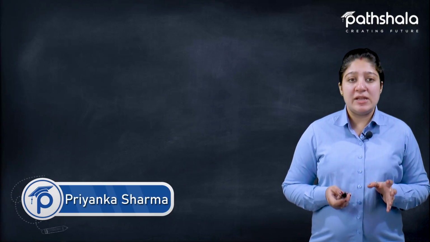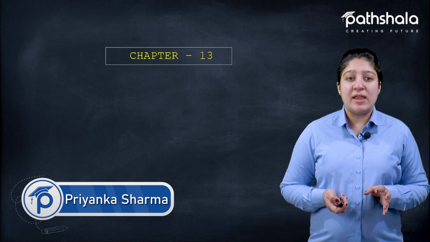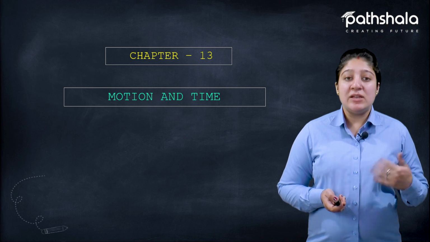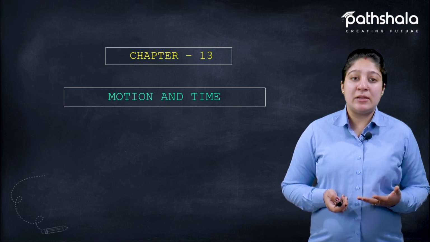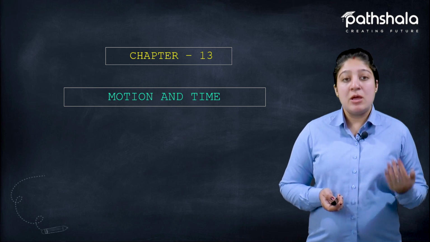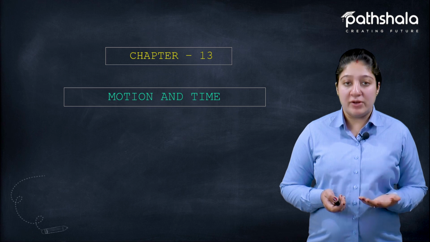Today we are going to deal with chapter 13, that is motion and time of standard 7 science. Like in your 6th class, you have already studied what is motion, what is rest and what are the different types of motion. But here we are going to discuss different topics.